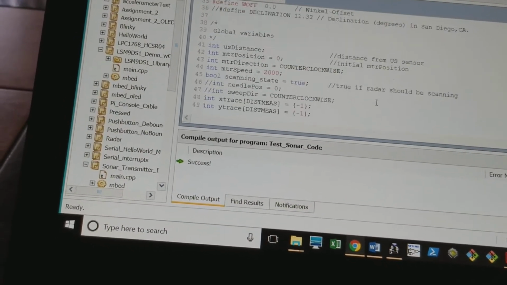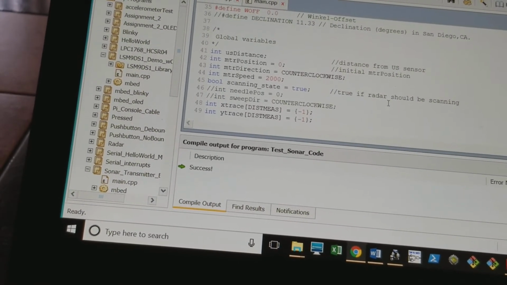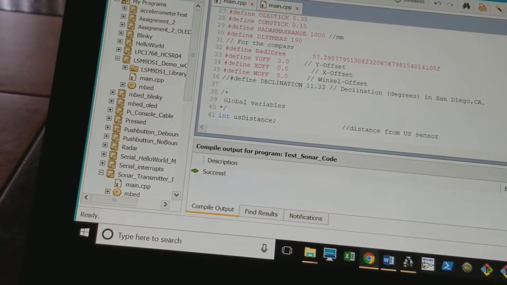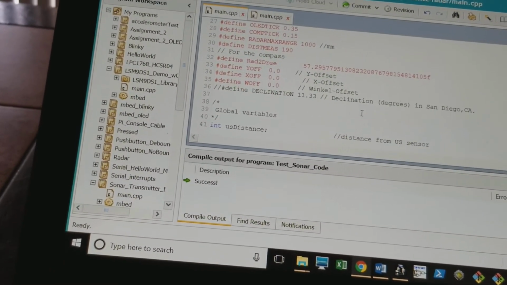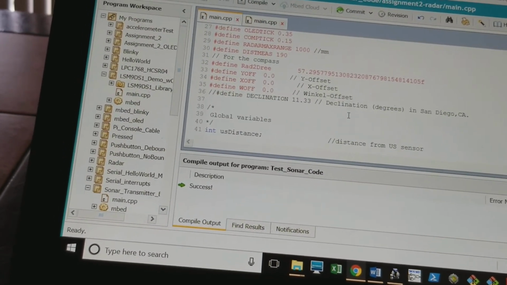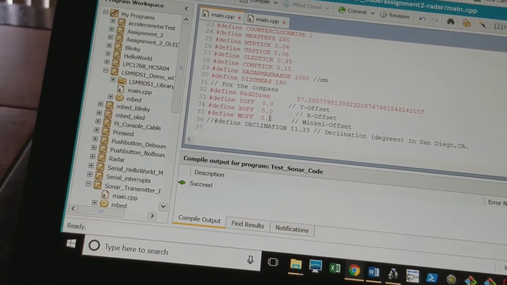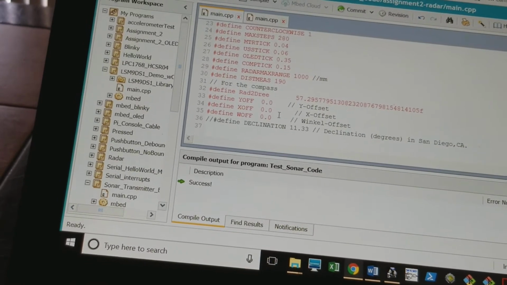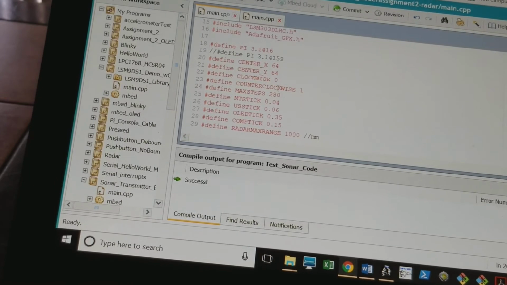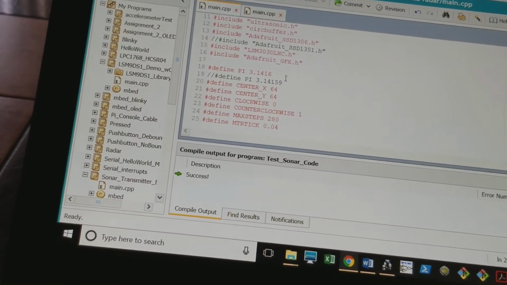I tried using some other methods, and the speed of my motor was at 2000. I think that's average enough. It's not going too fast. And this is the angle of declination I was talking about for San Diego. The angle of declination is 11.33. As I move forward, I think I'll probably embed that into my system. But for now, I'm going to use a generic angle of declination of 0.00. And also the radar maximum range was at 1000. Also, depending on which Pi you use, things change around a little bit. And that's pretty much it.